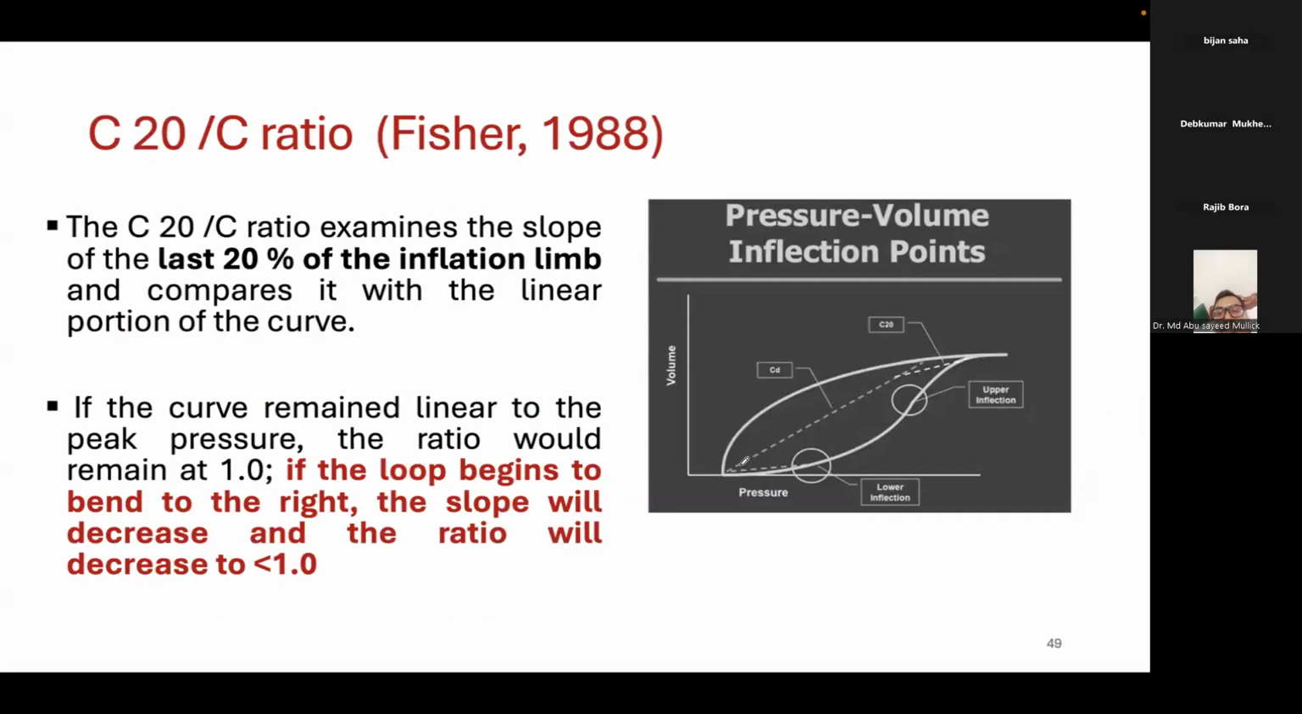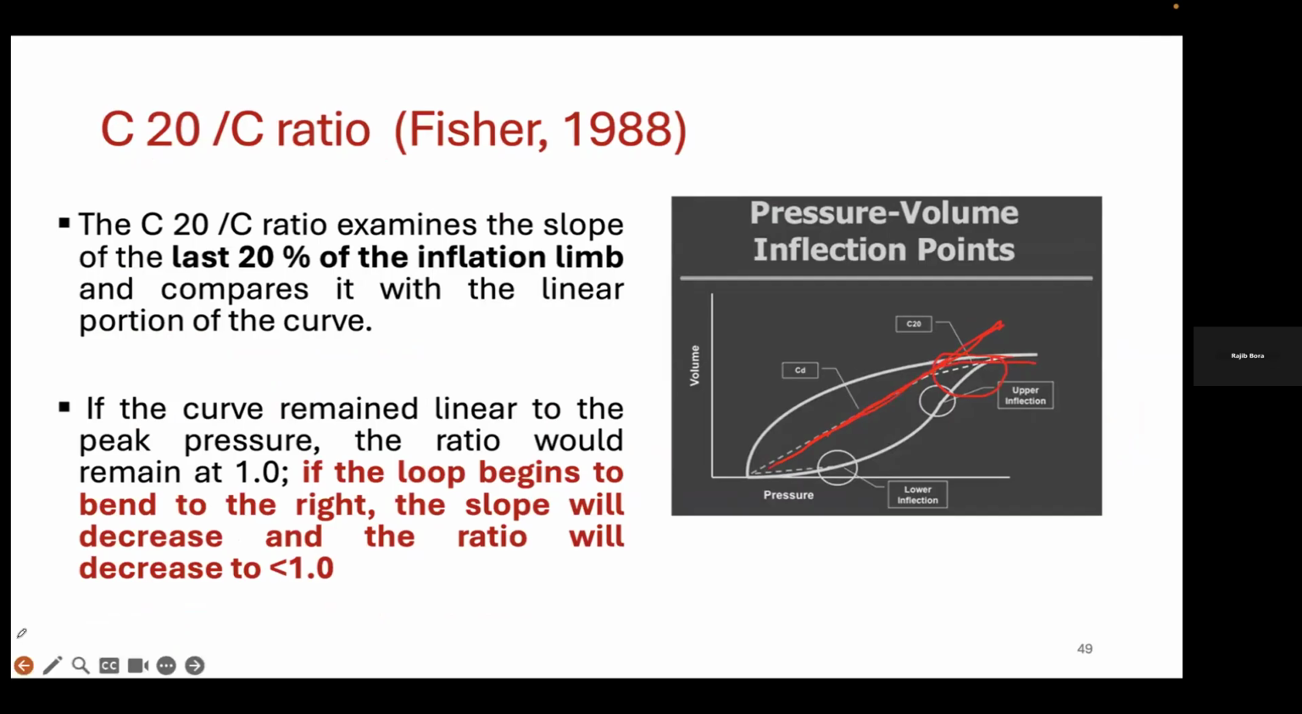If this was going in a straight line, C20 by C basically means the compliance of the last 20% of your breath compared to the whole breath. So if this line was going like this, the ratio would have been 1 by 1. But since this line has moved like this, the ratio is now less than 1. And it is said that if it is less than 0.8, then there is hyperinflation and we need to come down on our pressures. That is why looking at this beaking is very important while dealing with your pressure volume loop.